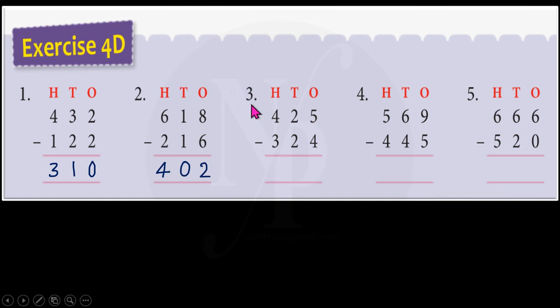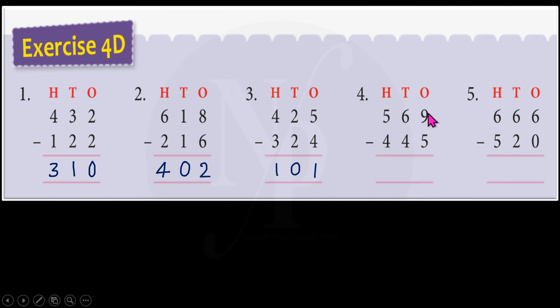For subtracting these digits, you may make use of your fingers or you may draw lines, whichever is easy for you. Question number 3, 425 minus 324. So we subtract 4 from 5 and we get 1 here. Subtracting 2 from 2, you get 0. And on subtracting 3 from 4, you get 1. The difference is 101.